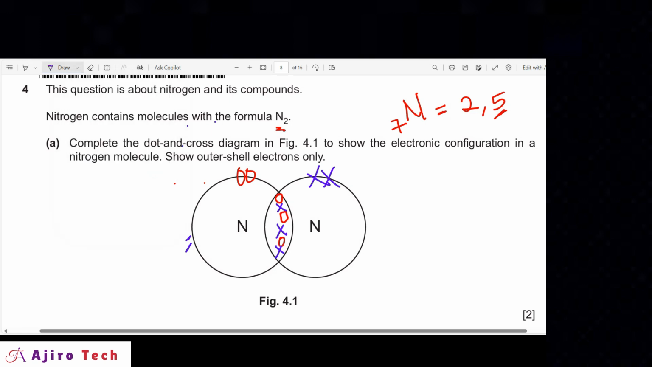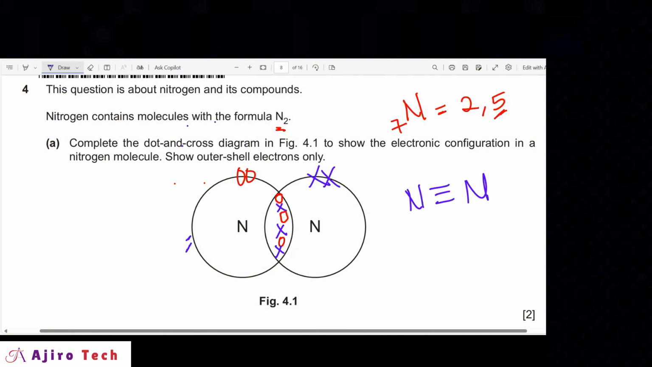Yeah, so this is what it's supposed to look like. When we want to write nitrogen, it's always a triple bond because there are three pairs of paired electrons. So it's going to be something like this. This is how you should do a question like this.